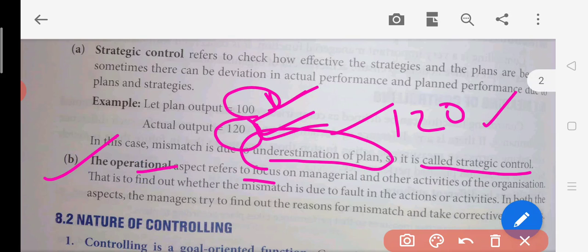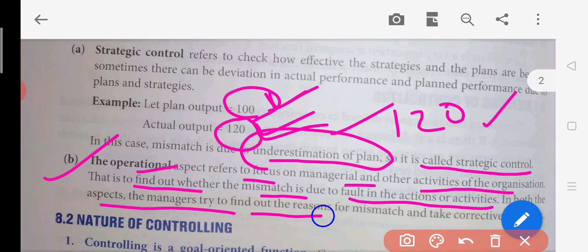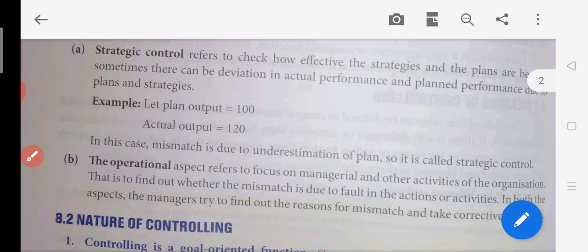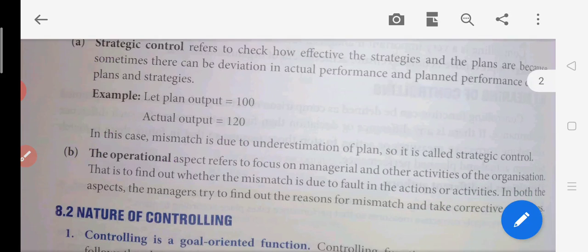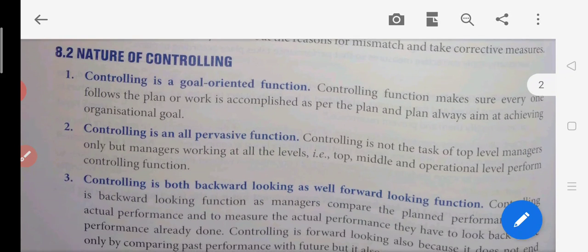So it refers to the focus of managers on the other activities of the organization, that is to find out whether the mismatch is due to a fault in the action or activities. In both aspects, the manager tries to find out the reason for the mismatch and takes corrective action. So it doesn't matter whether it is strategic control or operational control. It can be caused by the negligence of the workers, and sometimes it can be a reason of mismatch in the plannings. So both can be the reason, and in both places the manager will have to take control.